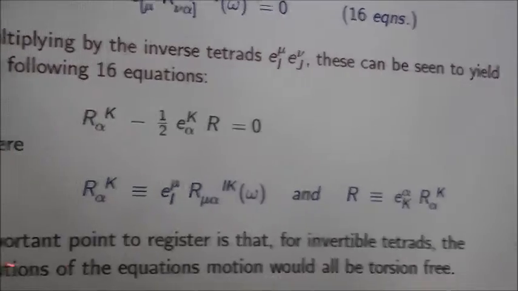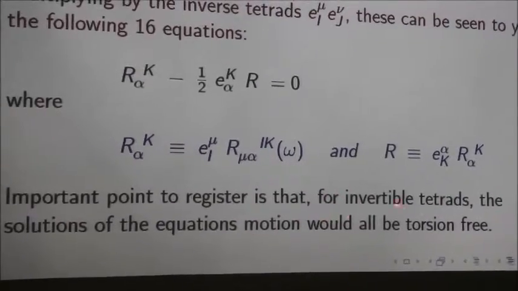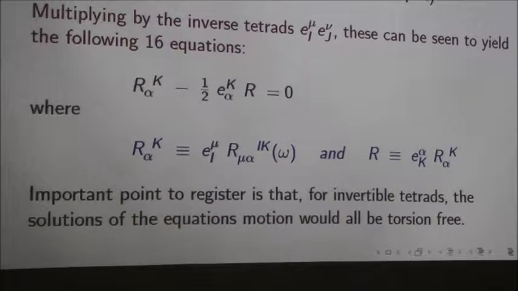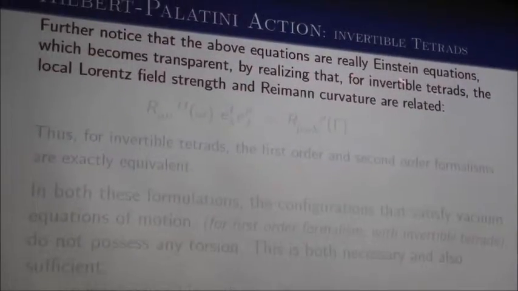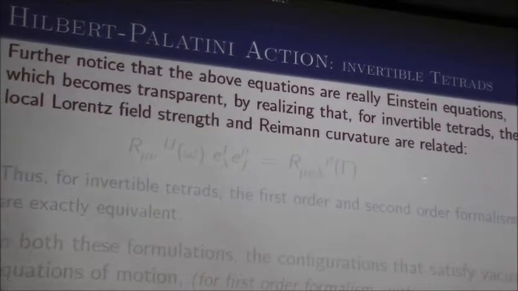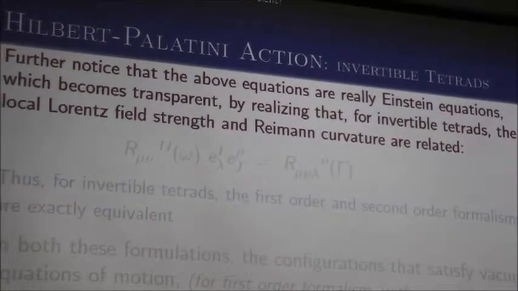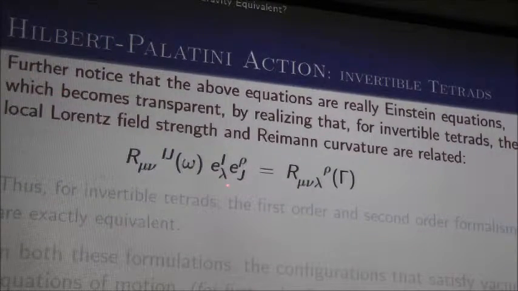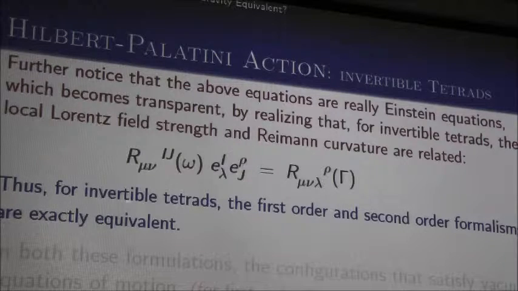So the important point to note here is that for invertible tetrads, the solutions of the equations of motion will all be torsion free. And further, the above equations are really Einstein equations, which becomes transparent by realizing that for invertible tetrads, the local Lorentz field and the Riemann curvature are related. So the local SO4 Lorentz field can be converted through an inverse tetrad and a tetrad multiplication into Riemann. Thus for invertible tetrads, the first order and second order formulations are equivalent.